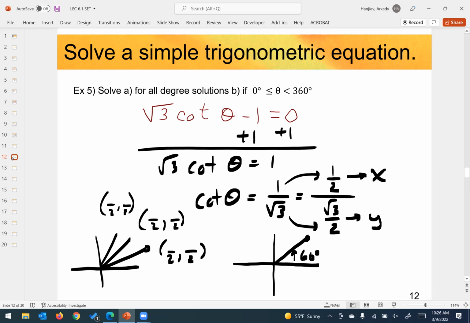Okay, so we got 60 degrees and we have 240. Everybody agree with 240 now? We have that one as well.